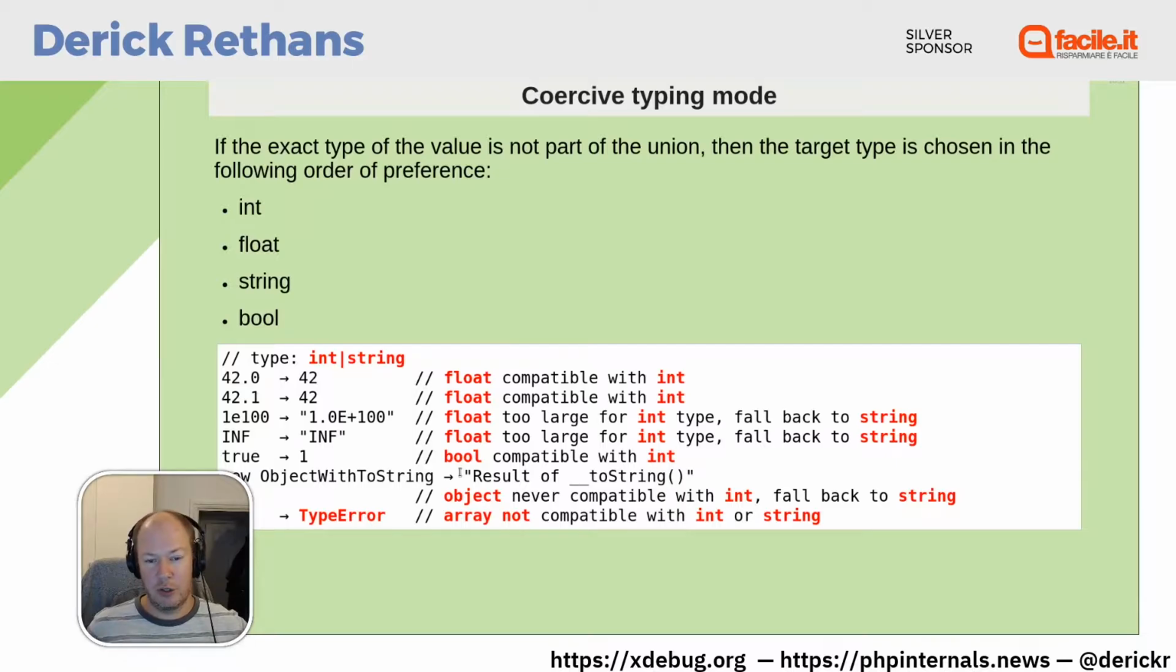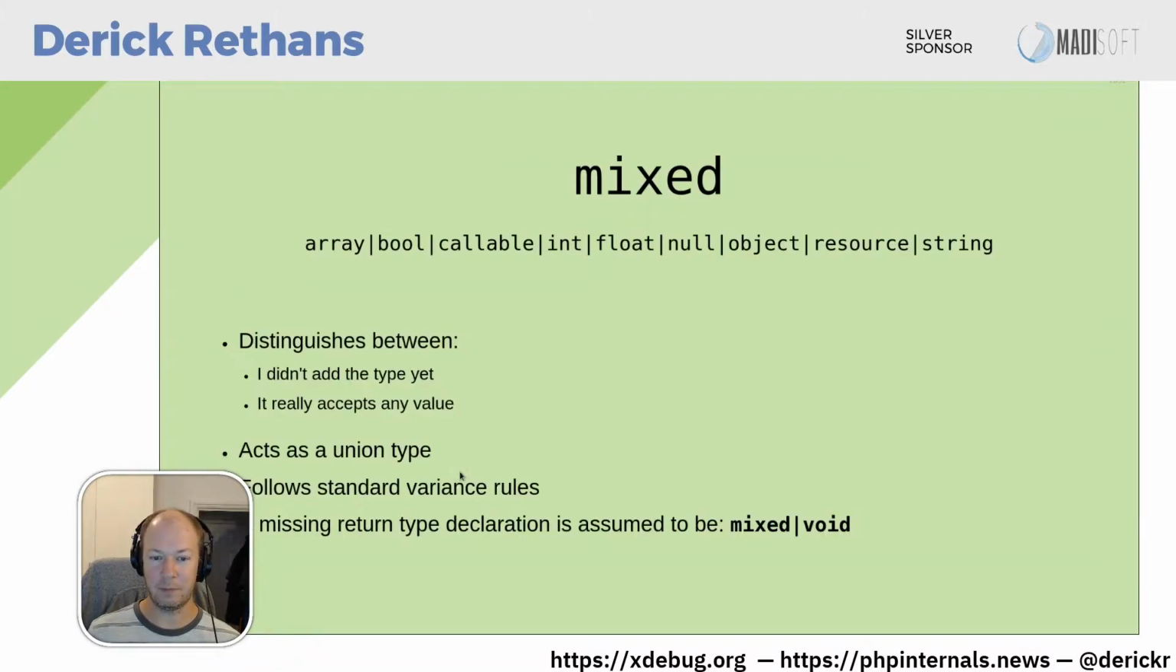So there is some trickery involved with coercive types in case you don't have strict types turned on. I won't go through all the examples in this slide, but what you should expect is that it behaves exactly like you would expect it to, which is always a good thing, of course.